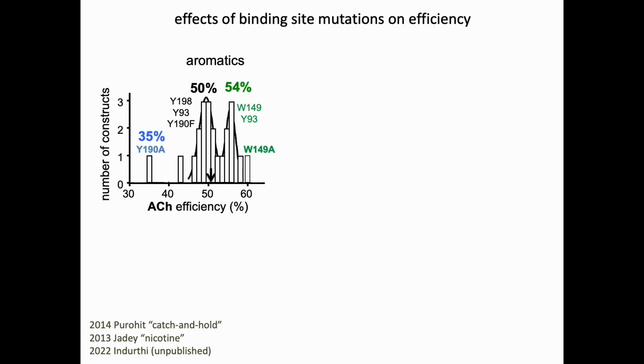One amino acid mutation, Y198, dropped the efficiency of ACh all the way to 35%.